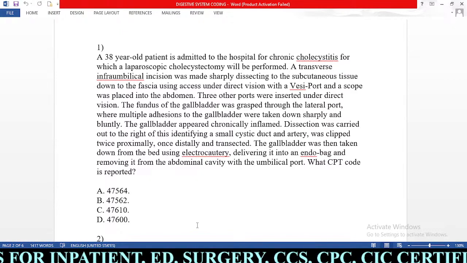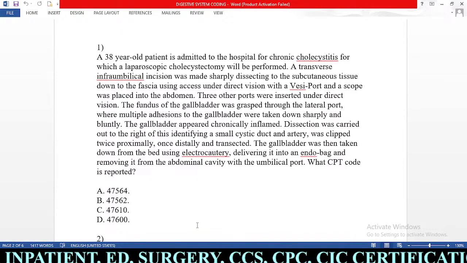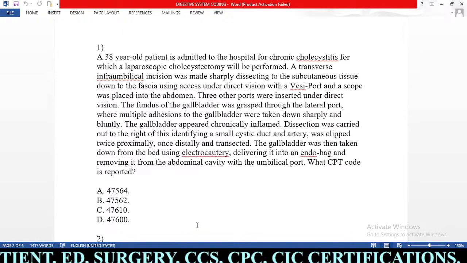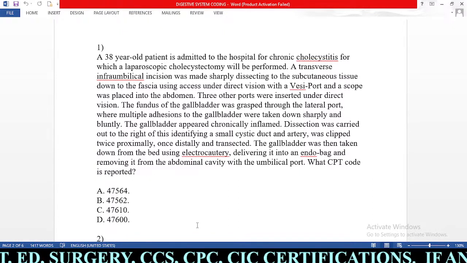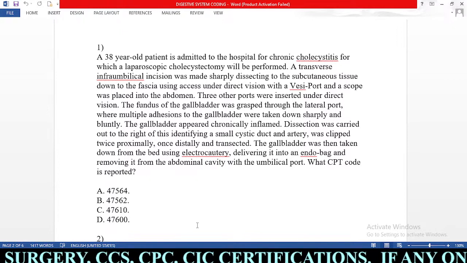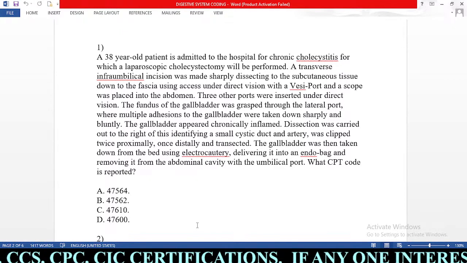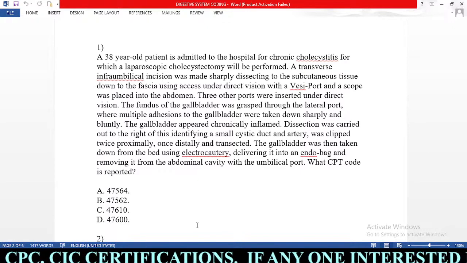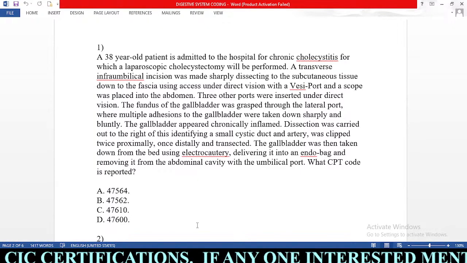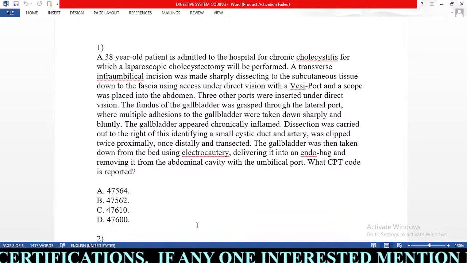Don't worry, anyway, today is Saturday. If you have any doubts, we will discuss at the end. Our first priority must be learning CPC. After that, the remaining things.